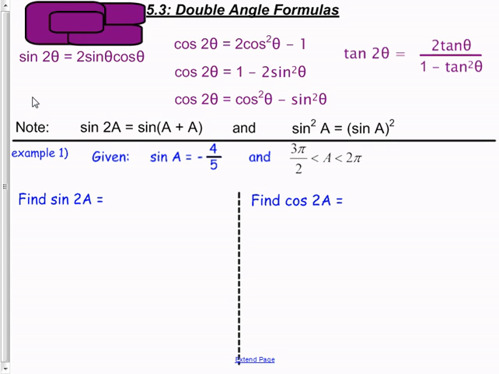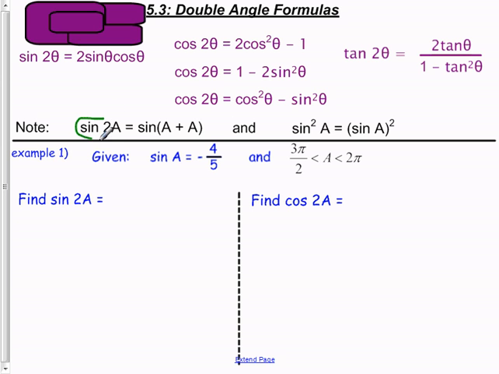Alright guys, so today we're looking at double angle formulas. So in purple above, those are the double angle formulas for this chapter. We have a sine of 2 theta, 3 cosine of 2 thetas, and then a tangent of 2 theta. One thing I do want to point out is a lot of people have gotten this confused in the past.